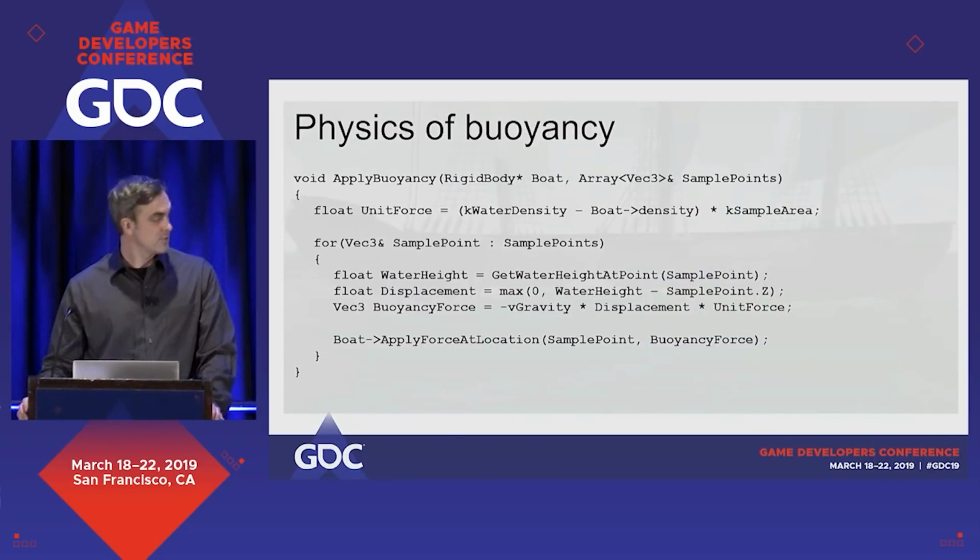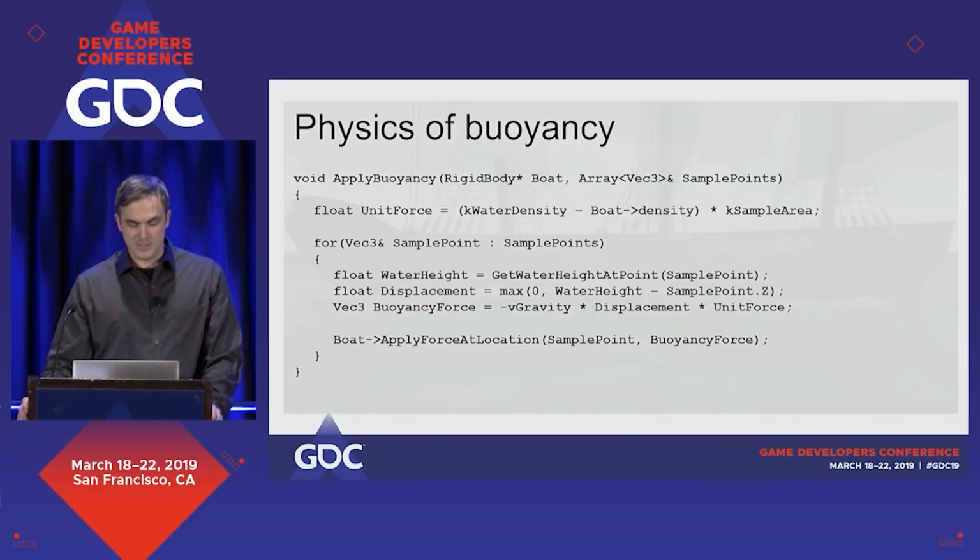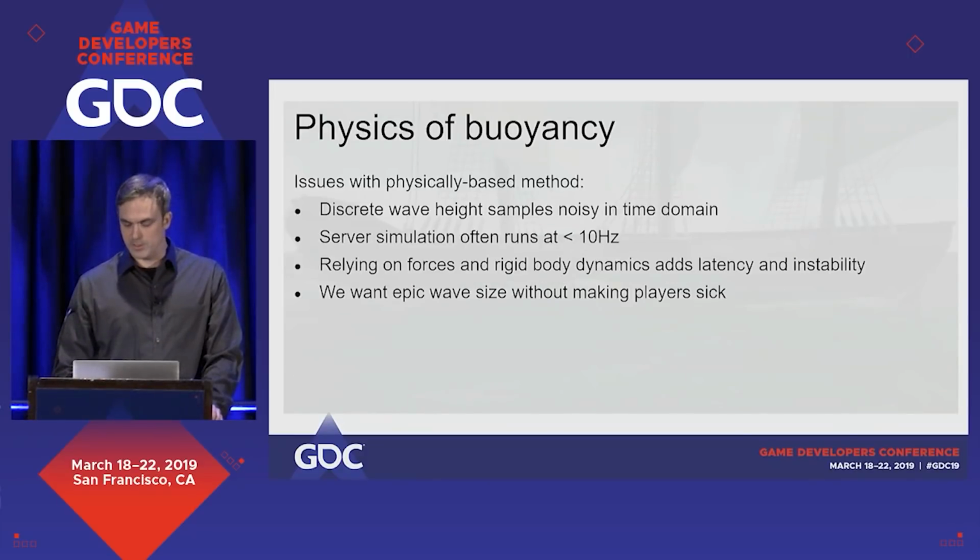And then here's what that looks like in code. It's actually fairly straightforward, as you can see. This is happening on the CPU. You call this in your physics update loop, each tick for each boat, each relevant boat, I should say.